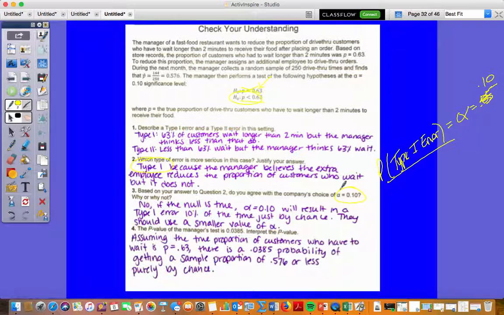Okay. So what they're saying is we want to decrease the alpha level, because we want to minimize the probability of type 1 error occurring. Why? Because it's the most serious one.